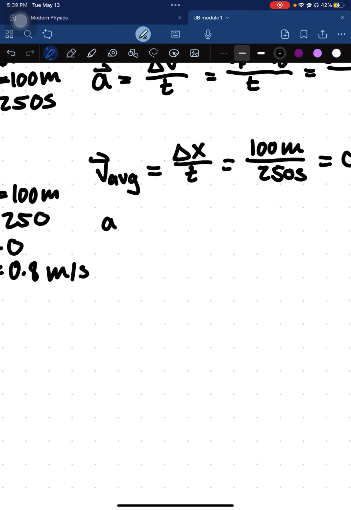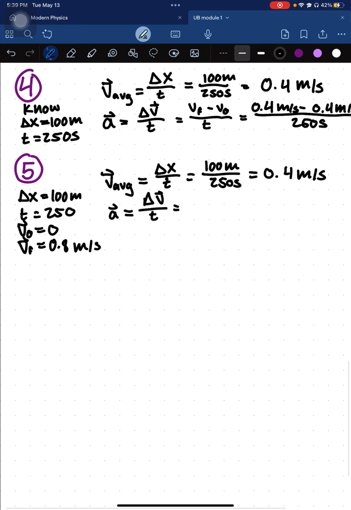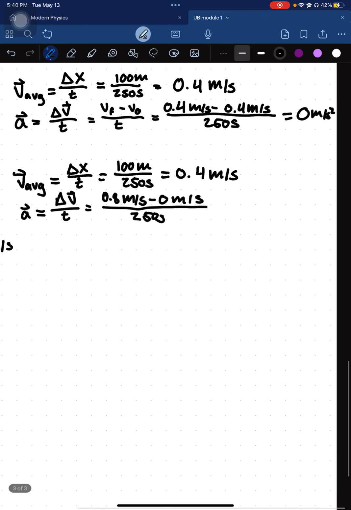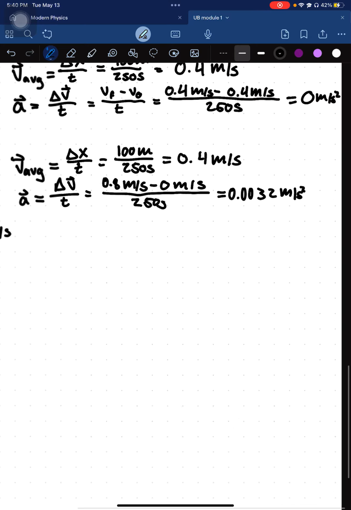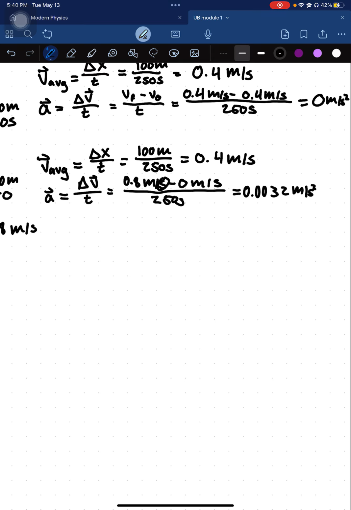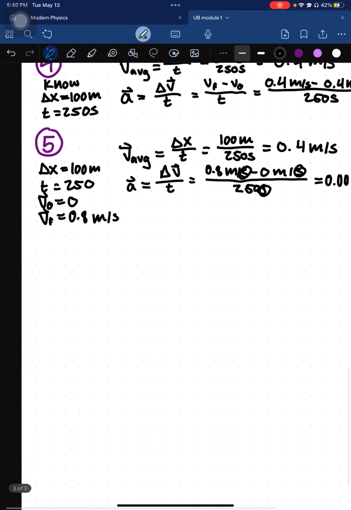But now we have our acceleration, and that's going to be delta V over T, which is our VF minus V naught, so 0.8 meters per second minus 0 meters per second all over 250 seconds. If you put this into your calculator, we're going to get 0.0032 meters per second squared. This is seconds per second squared because we have our seconds here and our second here. Second per second over second is per second squared.